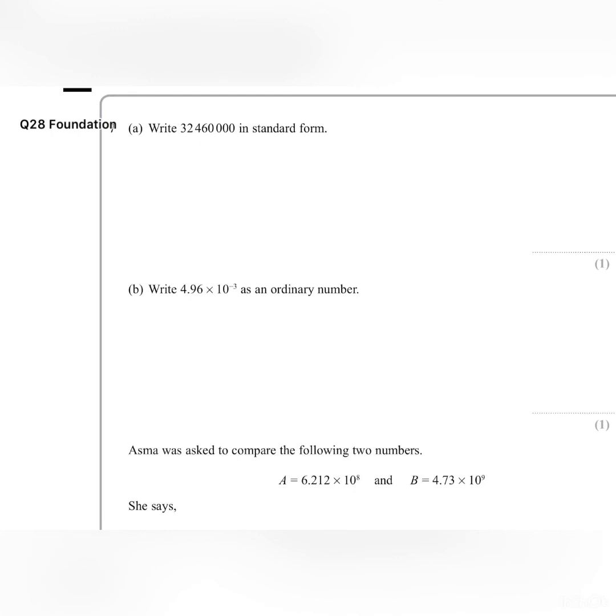Okay, 7a, it says write this very large number, 32,460,000, in standard form. So standard form, 3.246, and how many powers of 10 do we need? So if you look here, we got 1, 2, 3, 4, 5, 6, 7. So times 10 to the power of 7.